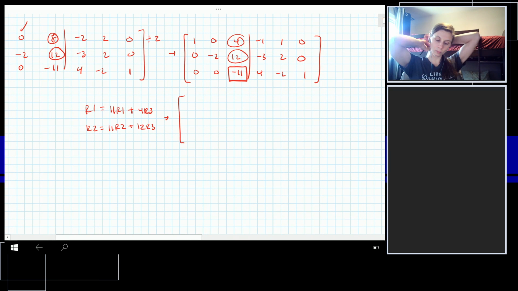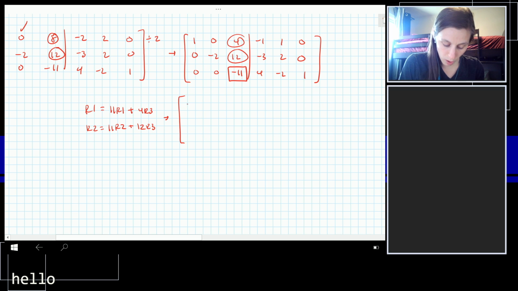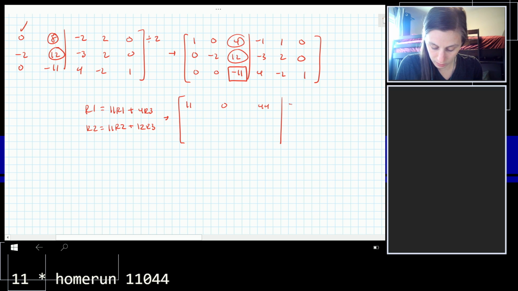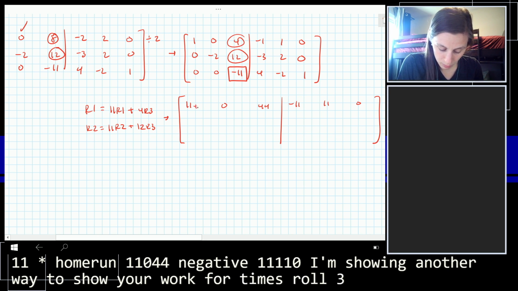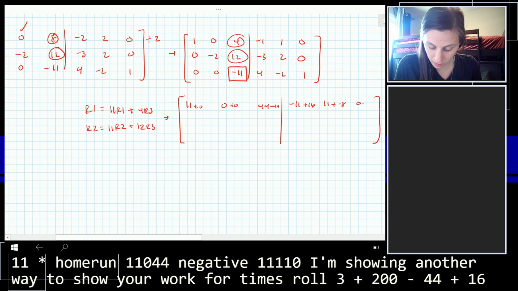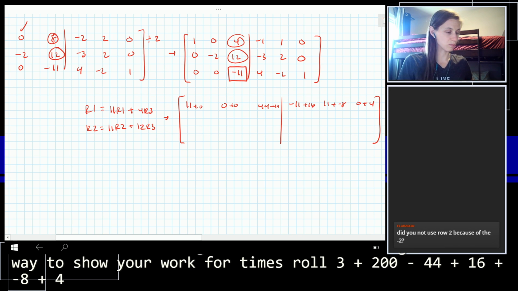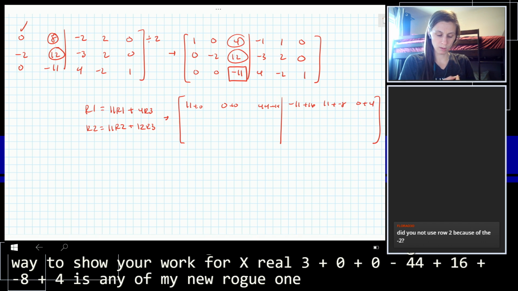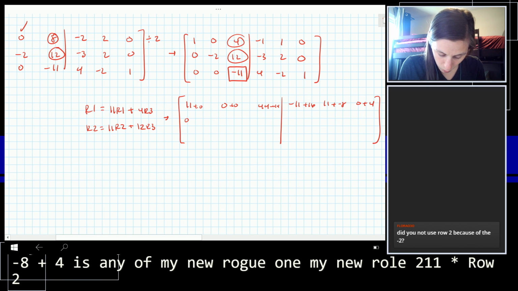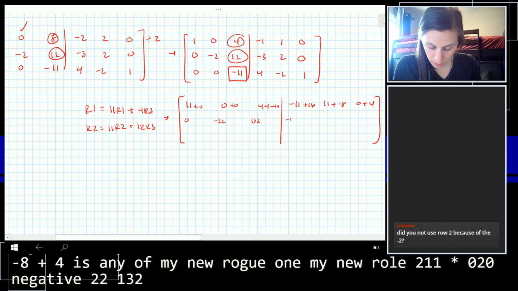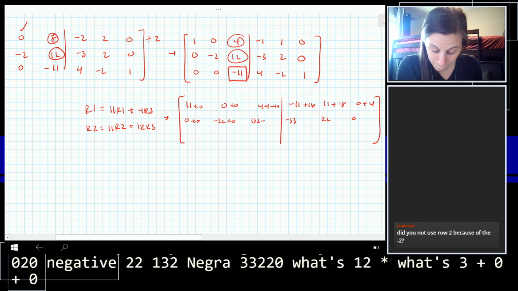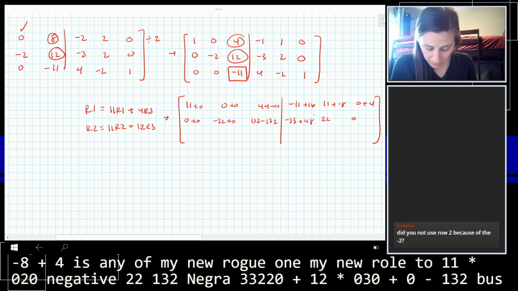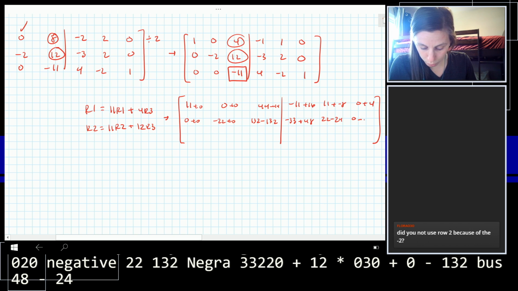Here we go. 11 times row 1: 11, 0, 44, negative 11, 11, 0. I'm showing another way to show your work. 4 times row 3, plus 0, plus 0, minus 44, plus 16, plus negative 8, plus 4. There's going to be my new row 1. My new row 2, 11 times row 2: 0, negative 22, 132, negative 33, 22, 0. Plus 12 times row 3, plus 0, plus 0, minus 132, plus 48, minus 24, plus 12.